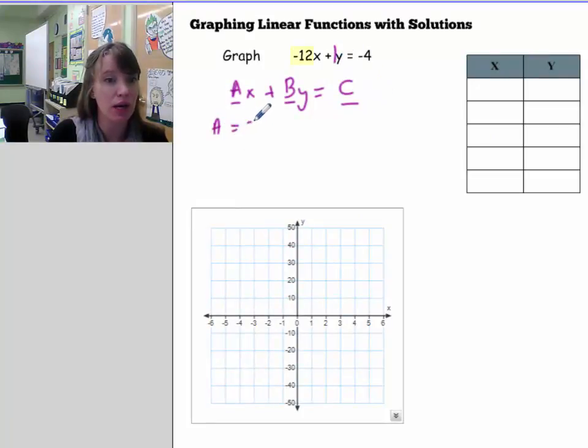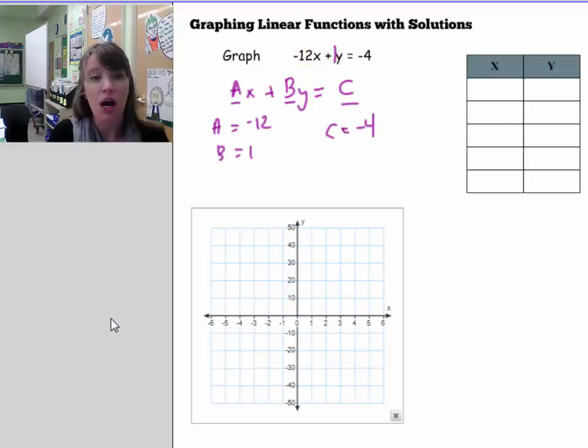So here my a is equal to -12, my b is equal to 1, and my c is equal to -4. Okay, so this is a linear equation. I know it's going to form a line when I graph it because it fits into the standard form of the equation. X and y are separated by addition. X and y are raised to the first power, and there's no powers of a variable in the denominator of a fraction.